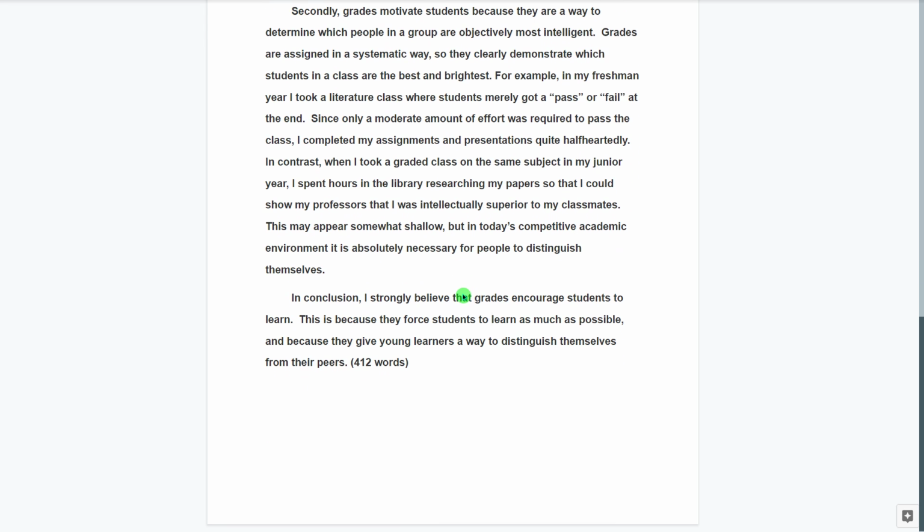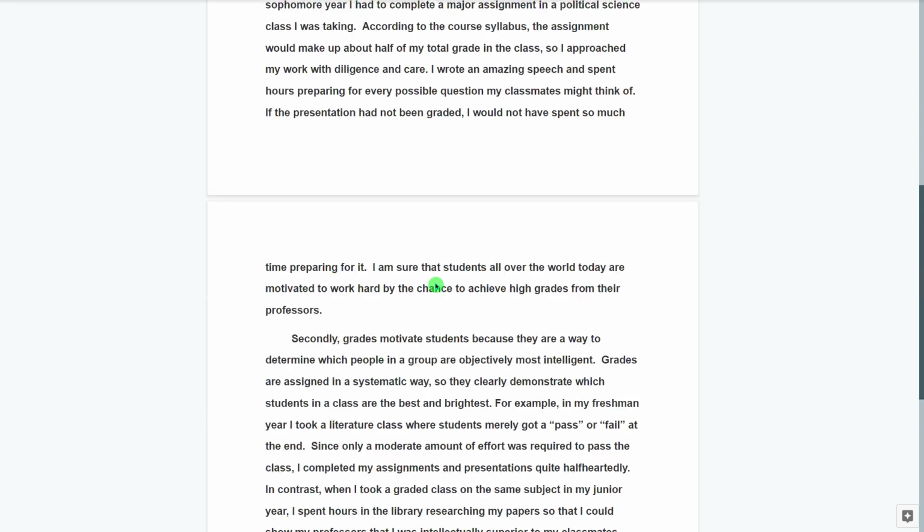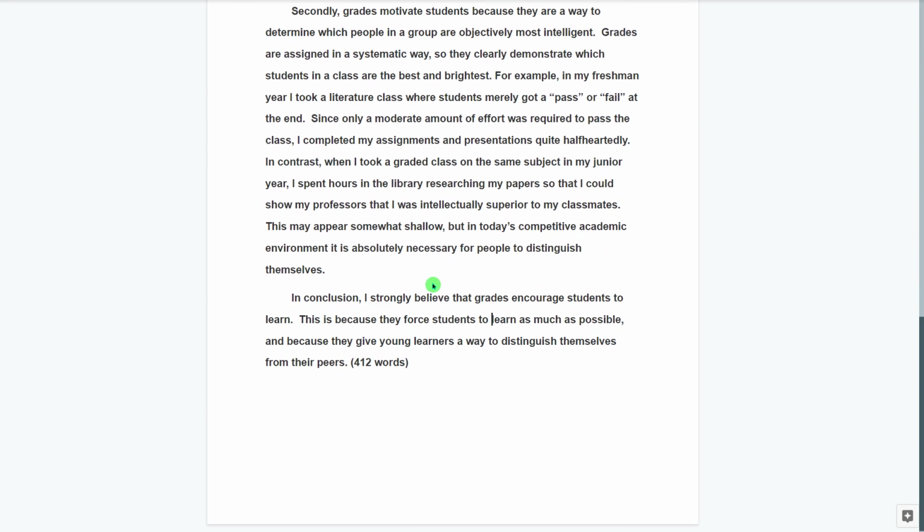Now, at the end of the essay, a very short conclusion, just 2 sentences. In conclusion, I strongly believe that grades encourage students to learn. This is because they force students to learn as much as possible, and because they give young learners a way to distinguish themselves from their peers. So the first sentence in the conclusion restates my thesis, restates my main argument from the beginning of the essay, but uses slightly different words.